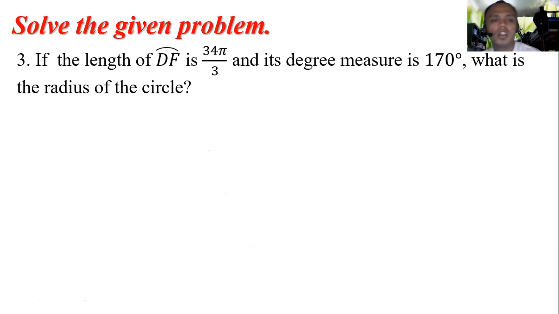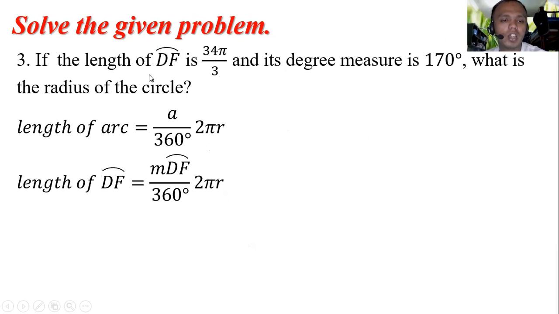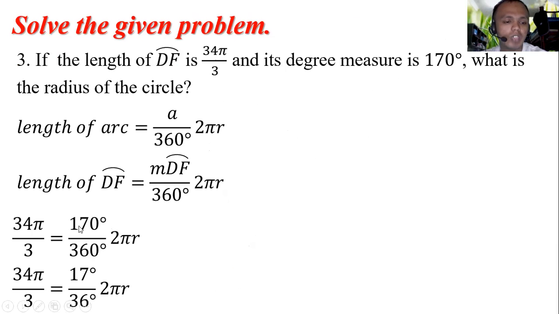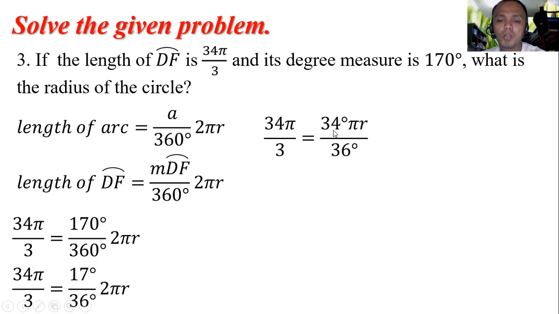Okay? Madali lang. Here, solve the given problem. No? If the length of arc DF is 34 pi over by 3 and its degree measure is 170 degrees, what is the radius of the circle? Radius ang nawawala, no? Substitute natin. Your length of arc DF is 34 pi over by 3. Then the measure is 170 degrees, no? Unknown pa yung radius. Get the lowest term here. We have 17 over by 360. Then 17 times 2 is 34 pi r.